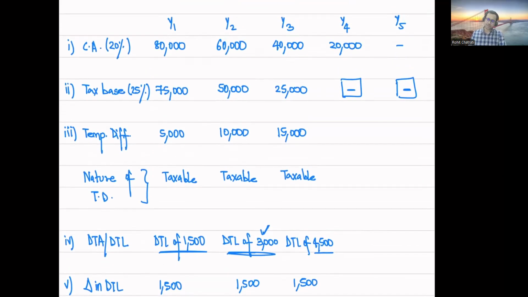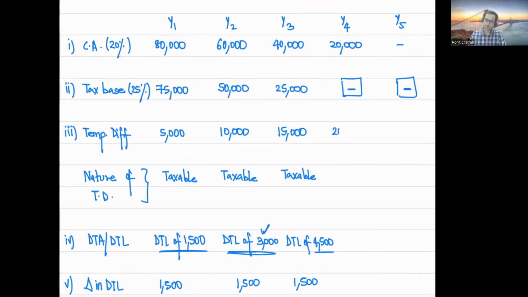Coming to year 4, my temporary difference has now gone up to 20,000, which means that at the end of year 4, I believe that in the next year, I am going to have taxable income of 20,000. But against that, I'm not going to have any further depreciation because the asset is already allowed a full depreciation over the 4 year period. So there is going to be no further depreciation reduction in future. Therefore, my temporary difference is going to be equal to 20,000.